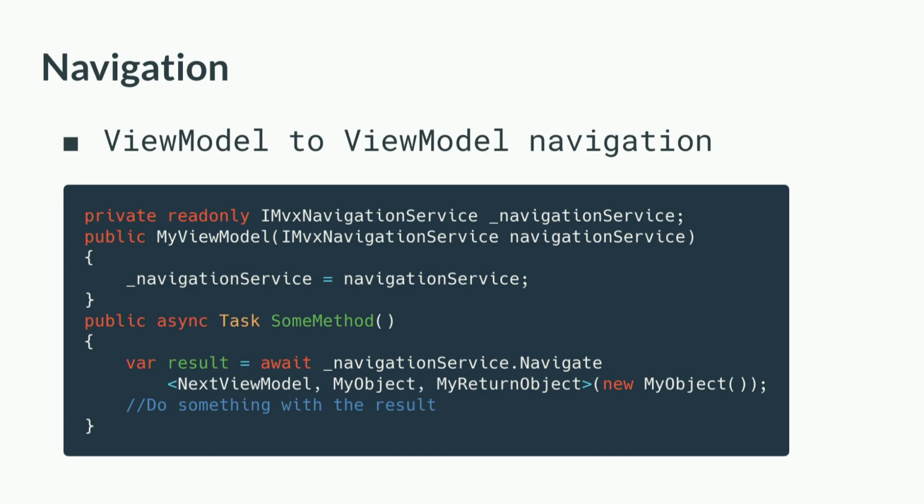So look at this navigation pattern here. Navigate to the next view model. I'm sending in my object. It's just a random object that you create. And I'm returning my return object, which I then send in. And the result, which we await, is going to be passed back automatically once you close your view. So isn't that very useful in a lot of use cases? I think this would be very good if Forms would offer something like this, but it doesn't. So use MvvmCross, okay?